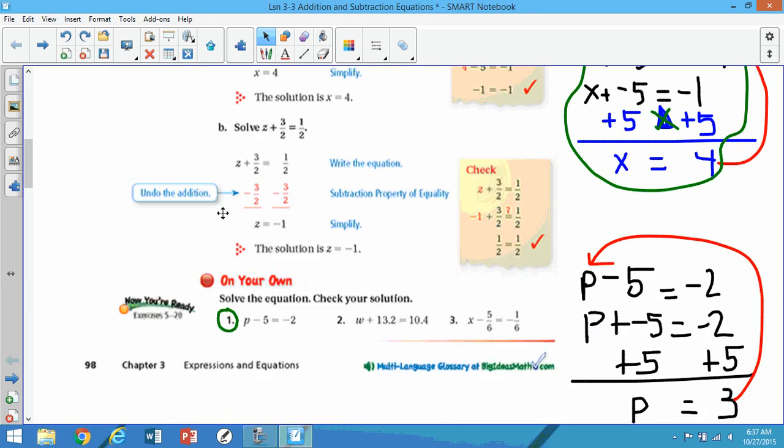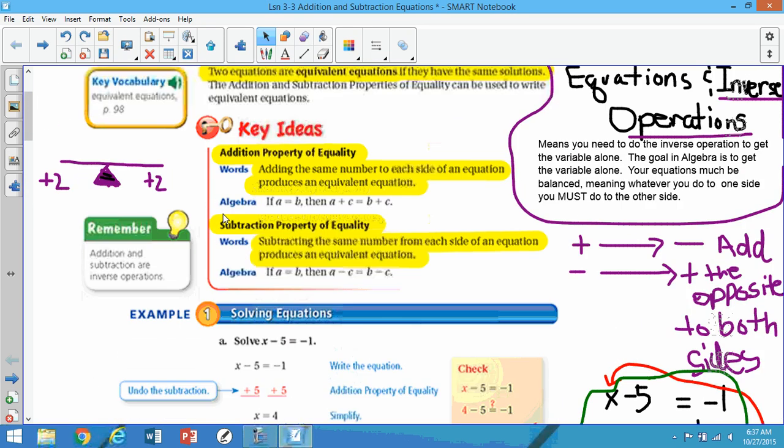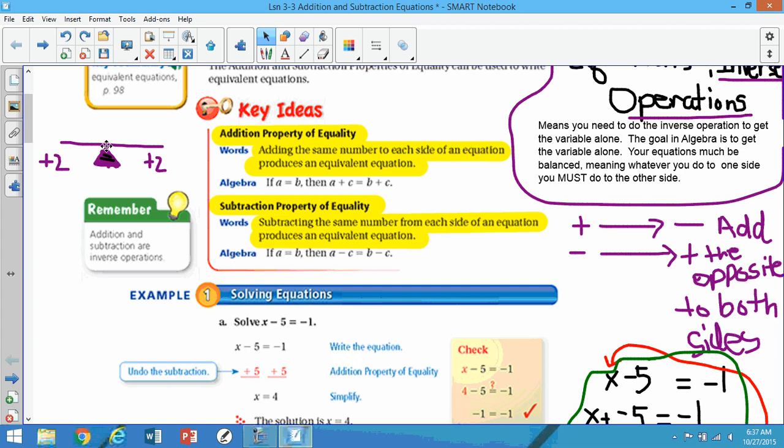Remember, the key thing that you're doing is making sure that your equation stays in balance: whatever you do to one side, you do to the other side, and you're going to solve by using the inverse, the opposite of what you're doing. Adding the opposite or subtracting the opposite.